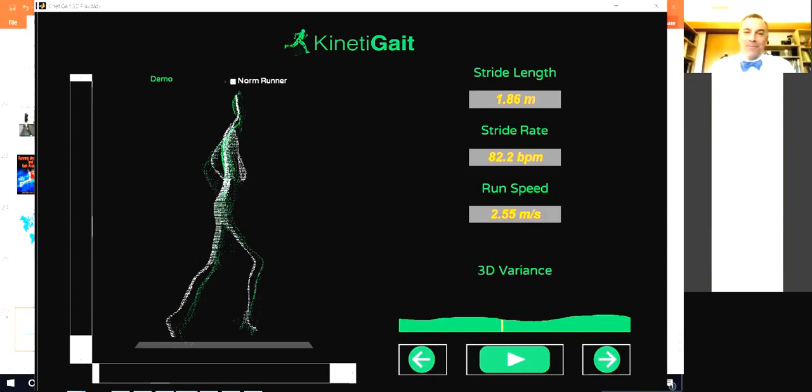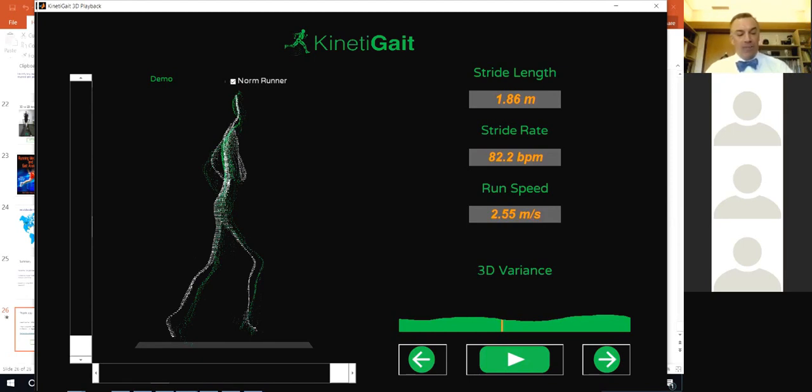I have several questions. You mentioned that these norms are automatically selected by KinetiGait based on the subject setup, or how would KinetiGait select which elite or recreational runners norm? How would KinetiGait select which norm to use? You would select that while you're setting up your patient.